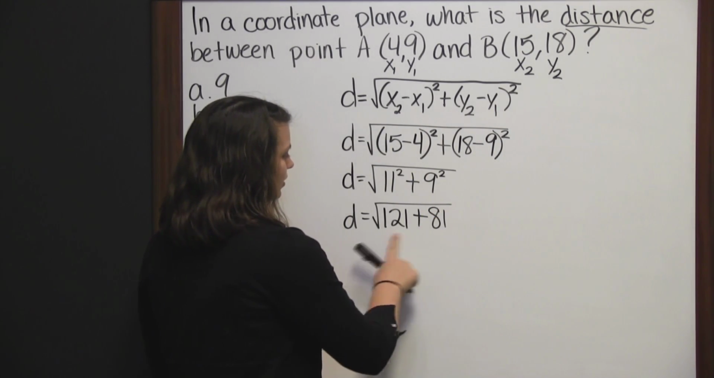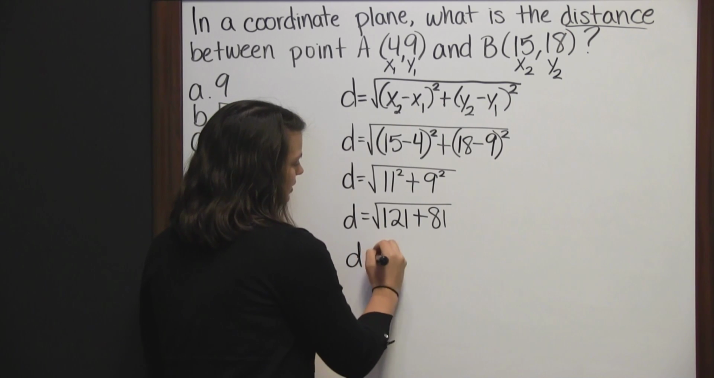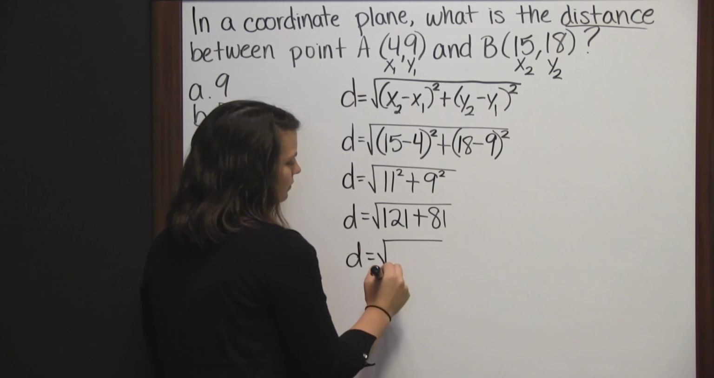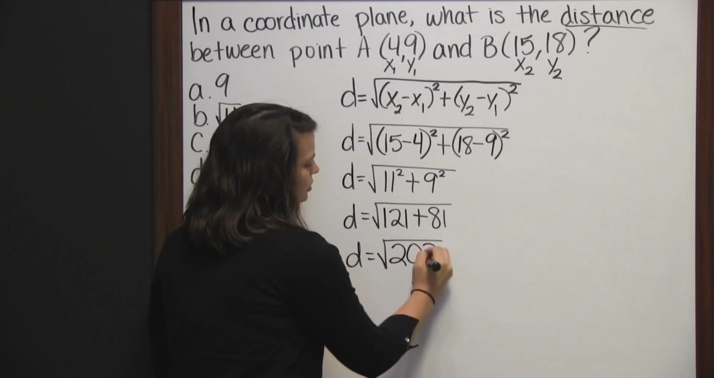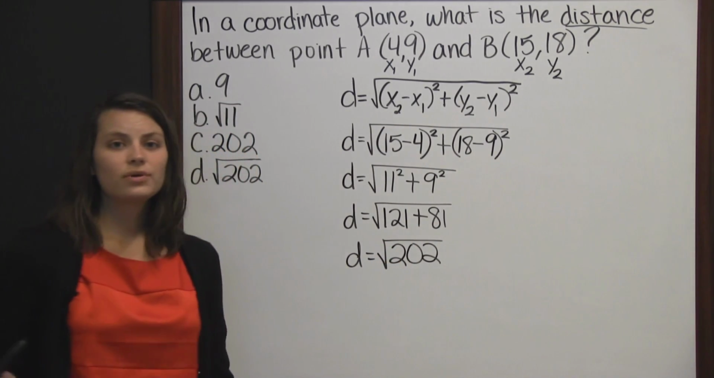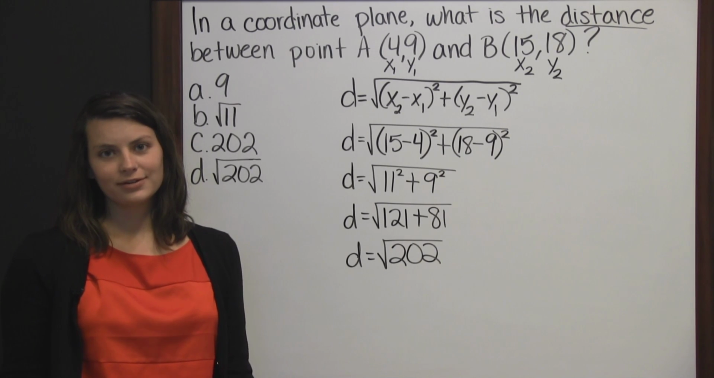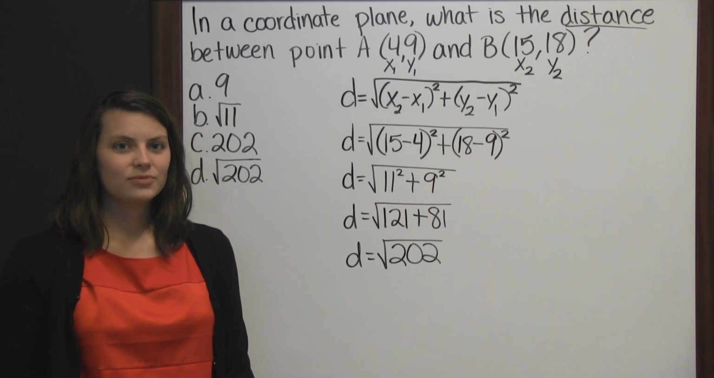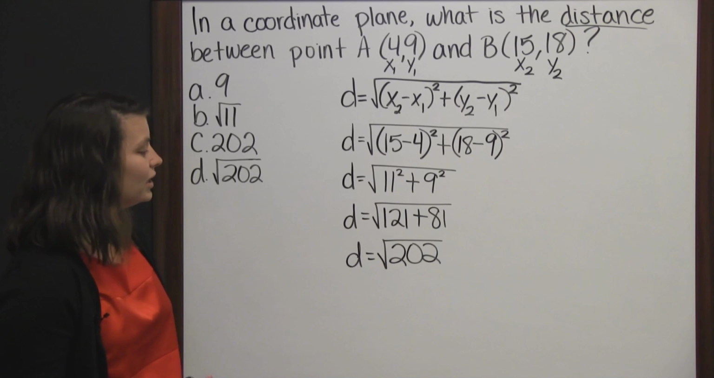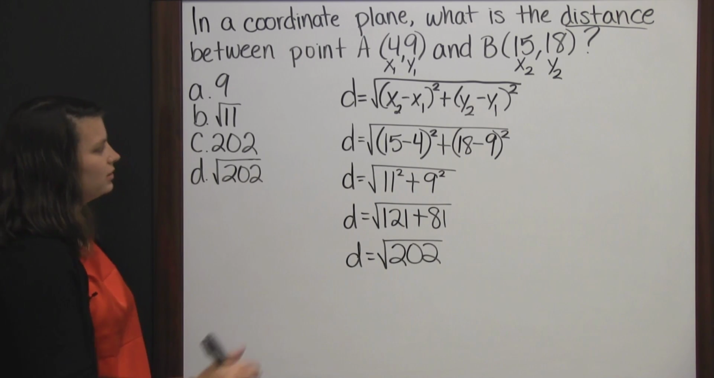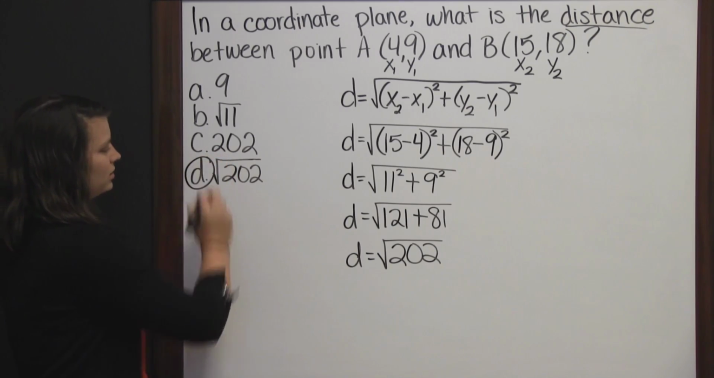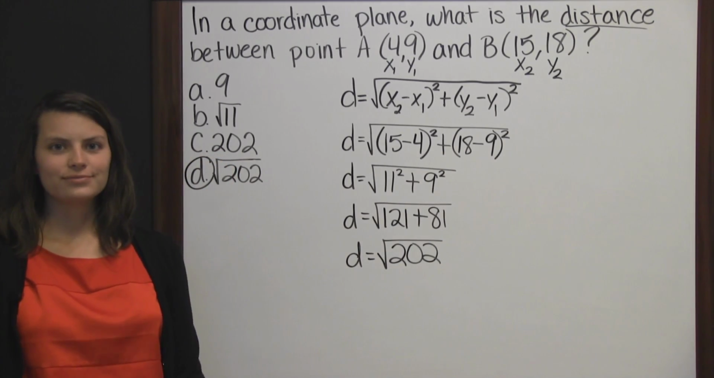Then we need to add. So the distance equals the square root of 121 plus 81, which is 202. And 202 is not a perfect square, so if I take the square root of it, I'm going to get an irrational number, a decimal that just keeps on going. So our answer is simply the square root of 202.